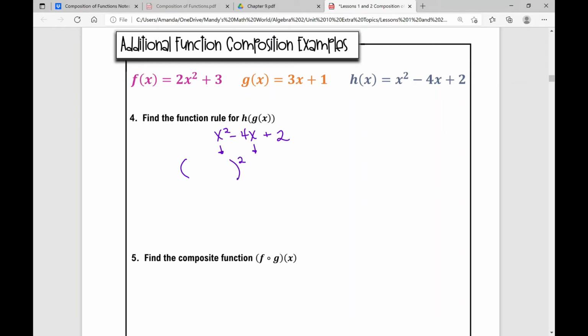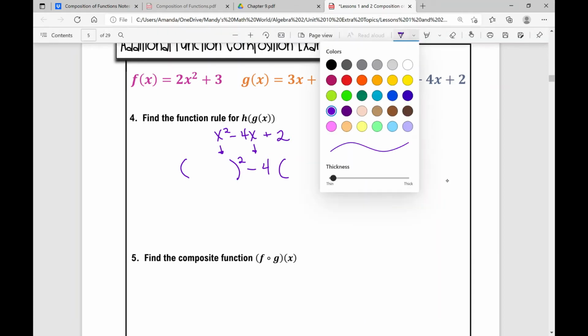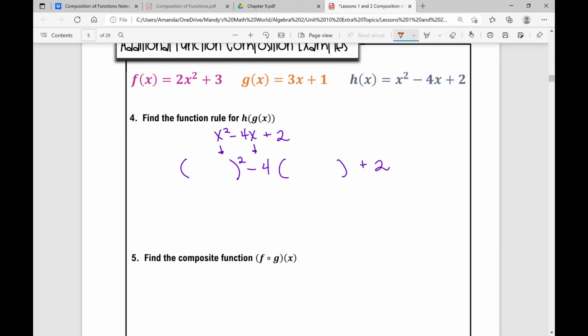But remember, whenever you're evaluating these functions like this, you're going to replace only the x value with whatever you're replacing x with. So if I'm squaring x, I'm going to square that entire thing, right? So don't forget that exponent. Minus 4 times x plus 2. And now I'm going to put my inside function in there. And I'll use a different color here so you can really see it. I'm going to put 3x plus 1 in there.